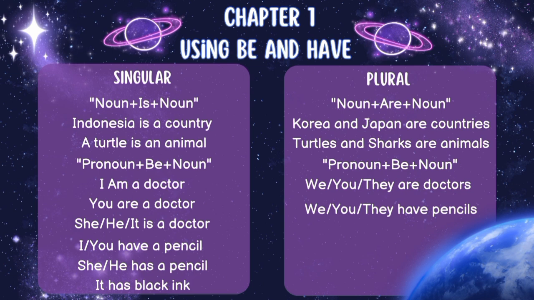Using my, your, his, her, our, their. For singular, I to my, you to your, she to her, he to his. For plural, we to our, you to your, they to their. Using this and that, these and those. For singular, this and that. For plural, these and those.